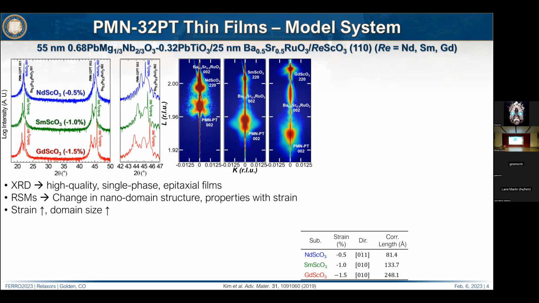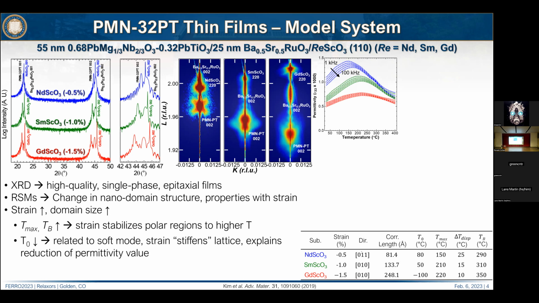And what we found in this first pass was that as we increase the strain state, we not only change the lattice parameter, but we change the nature of this domain structure inside of these materials. And in general, what we see is that as you increase the strain, you drive up the correlation length, the average domain size inside of these materials.